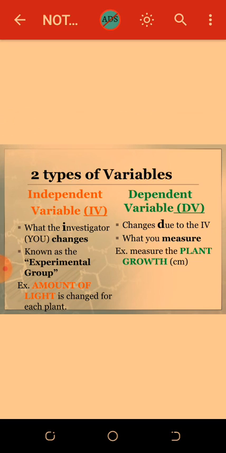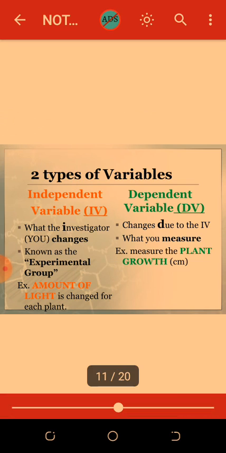In an experiment, we put forward two groups, an experimental group and a healthy group. In the experimental group, all the diseased organisms or animals are present, while the healthy group, which acts as a standard, is normal and will be compared with the experimental group. As an example, measure the plant growth when the amount of light is changed for each plant.